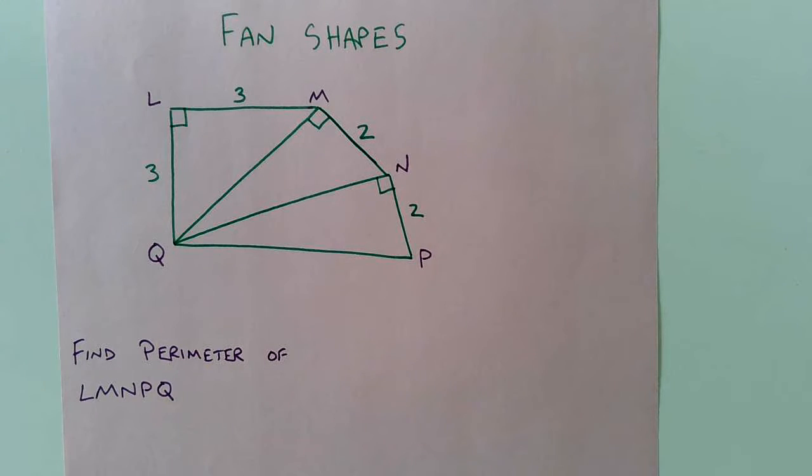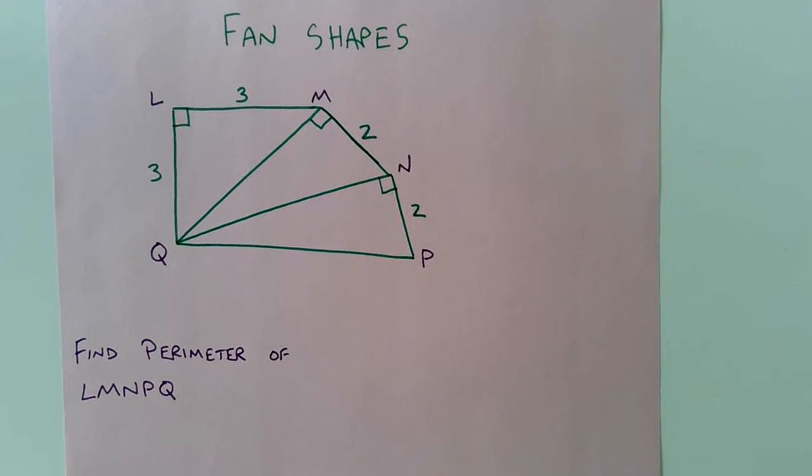All right, another application of the Pythagorean Theorem. Kind of just a problem-solving problem here. So we're going to look at this fan shape. What we see here is we have three right triangles. They're kind of built off one another, which means one part of one right triangle is a side of another right triangle, and so on.